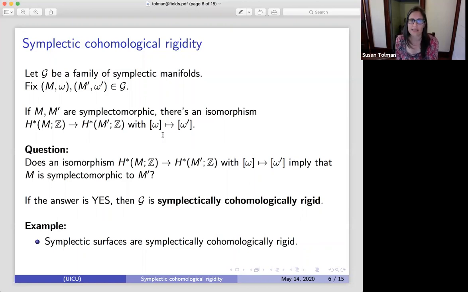So now the question is, again, the converse. Suppose there's an isomorphism from the cohomology of M to the cohomology of M prime, and that isomorphism takes the class of omega to the class of omega prime. Does this imply that M is symplectomorphic to M prime? And if the answer is yes, then we're going to say that the family is symplectically cohomologically rigid.